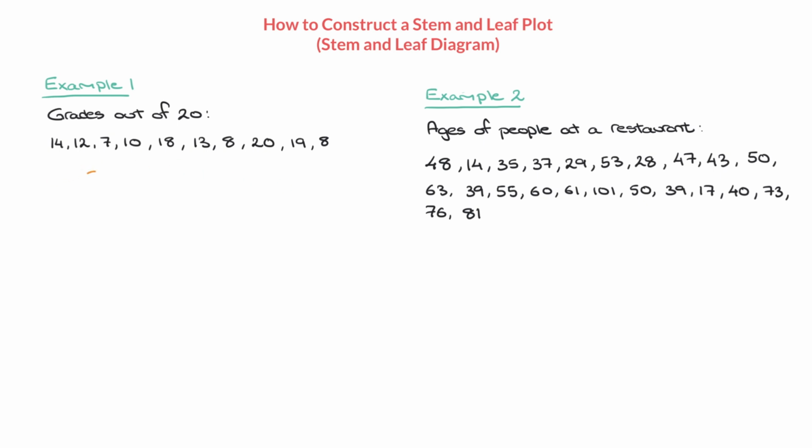The words stem and leaf in a stem and leaf plot refer to two columns. I'll just write this here, stem and leaf. And those two columns are usually separated with a line, looking something like this.